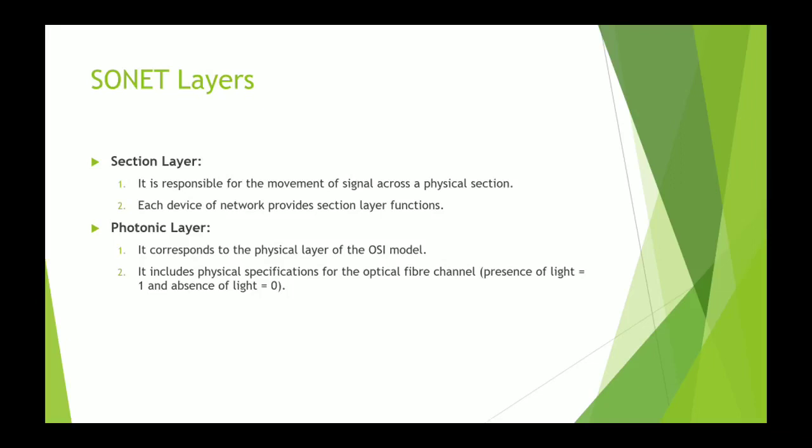Then we move on to the photonic layer. Among these four layers, the photonic layer is the only layer which corresponds to the physical layer of the OSI model. It includes the physical specification of the optical fiber channel. If the presence of light is 1, the transmission is enabled. And if the absence of light is observed, the transmission path is closed.